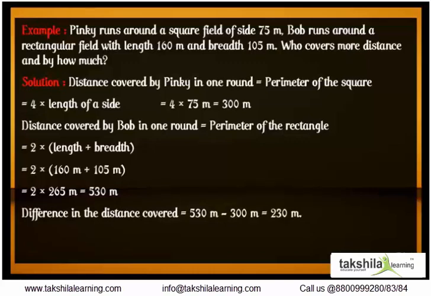Difference in the distance covered is equal to 530 meters minus 300 meters is equal to 230 meters. Therefore, Bob covers more distance by 230 meters.